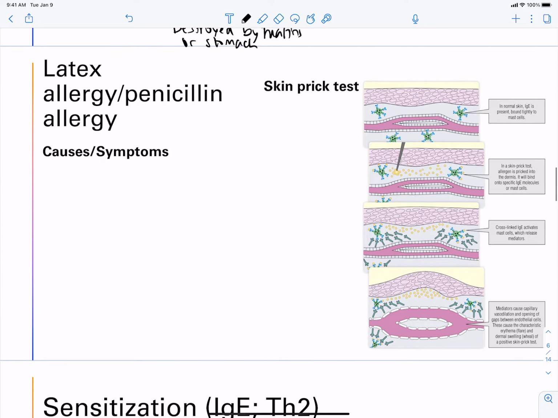Latex is another common allergy, as well as penicillin is another type of allergy that comes up. So for latex, the cause is going to be rubber, banana, avocado, kiwi. They're all related, and often there is cross-reactivity with all of these different types of antigens.